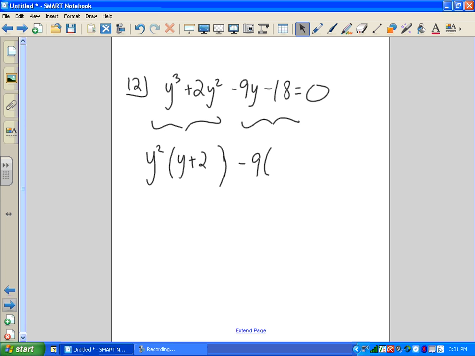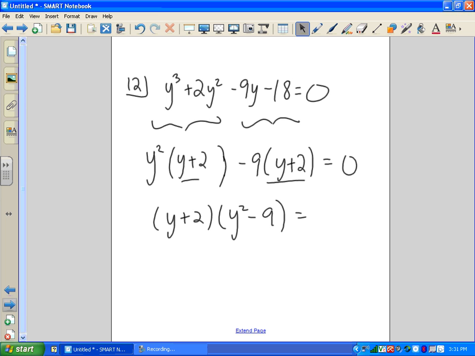And on my second group, factor out a negative 9. So that's also going to leave me with a y plus 2. So let's factor out the y plus 2 now. So I have y plus 2 times y squared minus 9. And notice this time, unlike the other ones that we've seen from this sheet here, this will factor again. That's a difference of squares. So we can have y plus 2 times y plus 3 times y minus 3.